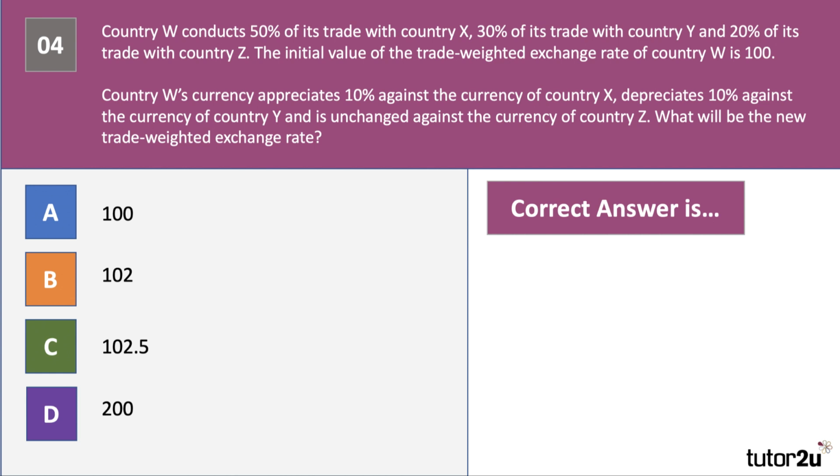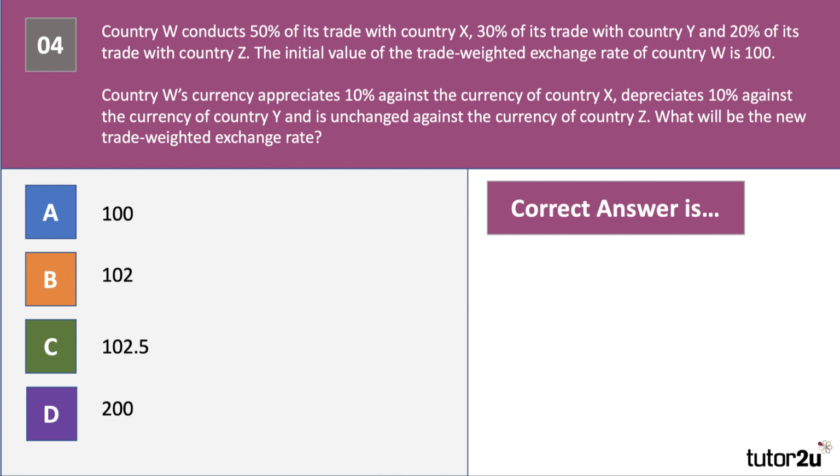And the question is, what will be the new trade-weighted exchange rate, given it was 100 before? This is a calculation question, so please do press that pause button and do the maths. I'll take you through it in a second. Have a go, please, at question number 4.